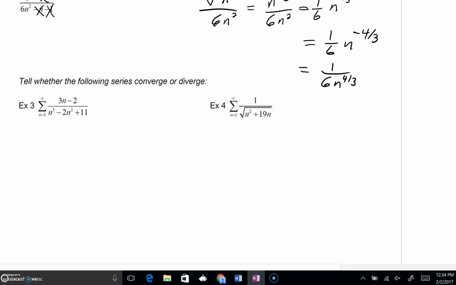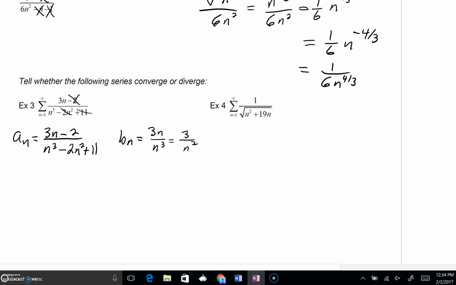So let's take a look real quickly at some problems. For number 3, a sub n, we can think of that as 3n minus 2 all over n to the 3rd minus 2n squared plus 11. Let's take care of some n behavior here. We can say b sub n is going to be 3n, if you drop the minus 2. Drop these other two terms down below, you'll have n to the 3rd. And cleaning this up, you'll get 3 all over n squared.